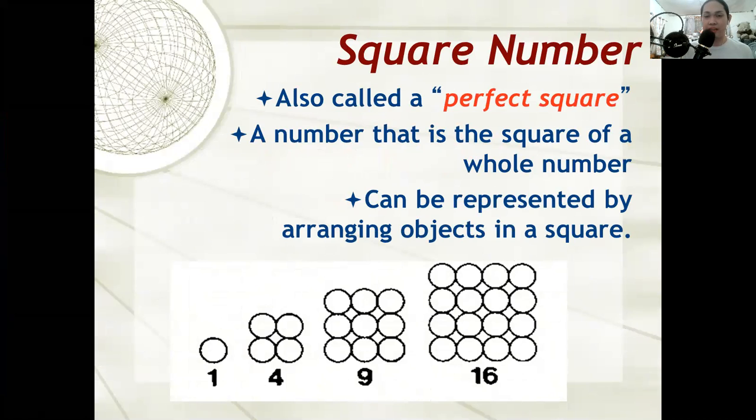As you can see, we define a square number as a perfect square, or perfect square number. It is a number that is the square of a whole number. It can be represented by arranging objects in a square. As you can see on the screen, 1, 4, 9, and 16 are represented by small circles, correct? So 1, 4, 9, and 16 are examples of square numbers.